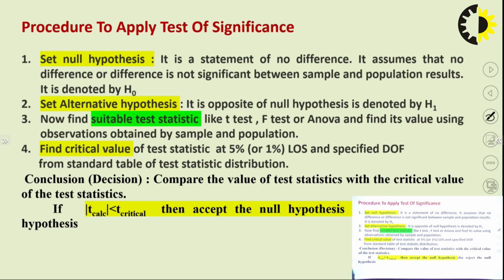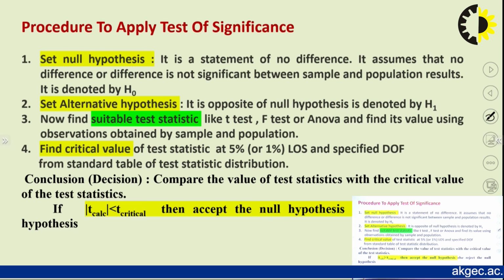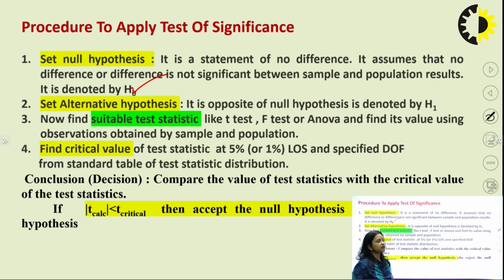The null hypothesis is just a statement of no difference. It assumes that there is no difference, or not a significant difference, between the sample statistic and the population parameter, and it is denoted by H0. The next step is to set an alternative hypothesis. The alternative hypothesis is just the opposite of the null hypothesis, and it is denoted by H1. Opposite means here it will assume that there is a significant difference between the sample statistic and the population parameter.